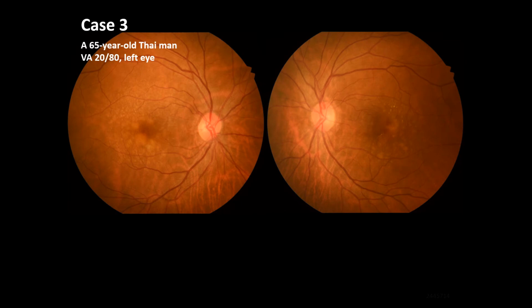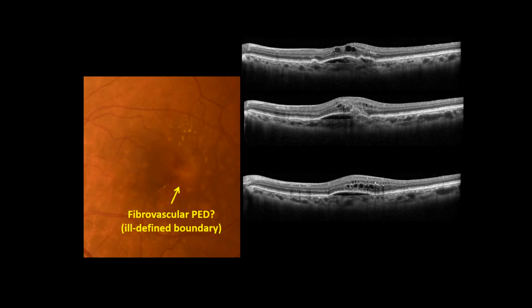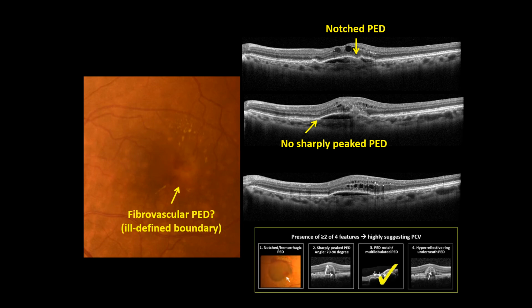Fundus of both eyes shows confluent drusen, and also subretinal hemorrhage in the left eye. OCT shows shallow PED with notched PED appearance. There was no sharply peaked PED, but there were multiple intraretinal cystoid changes. So this case met only one criterion and doesn't suggest a PCV diagnosis.